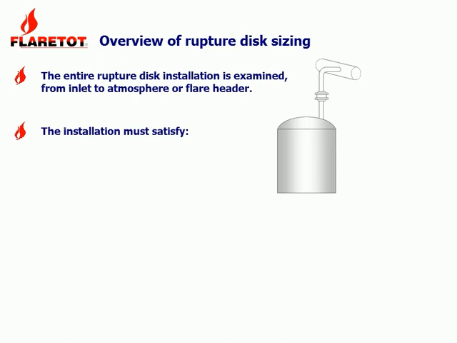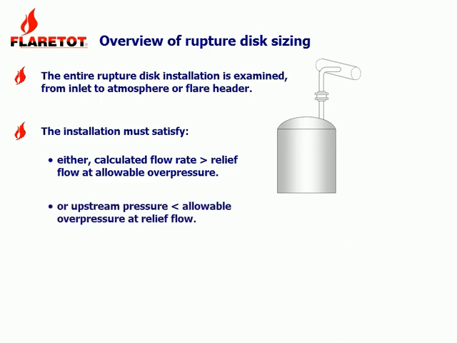The installation is considered adequate when one of two conditions is met. 1. The calculated flow rate for the installation is greater than the relief flow rate when the inlet pressure is at allowable overpressure. 2. The inlet pressure is less than the allowable overpressure at the required relief flow rate. Both criteria are evaluated in flaretot, depending on which calculation method is used.